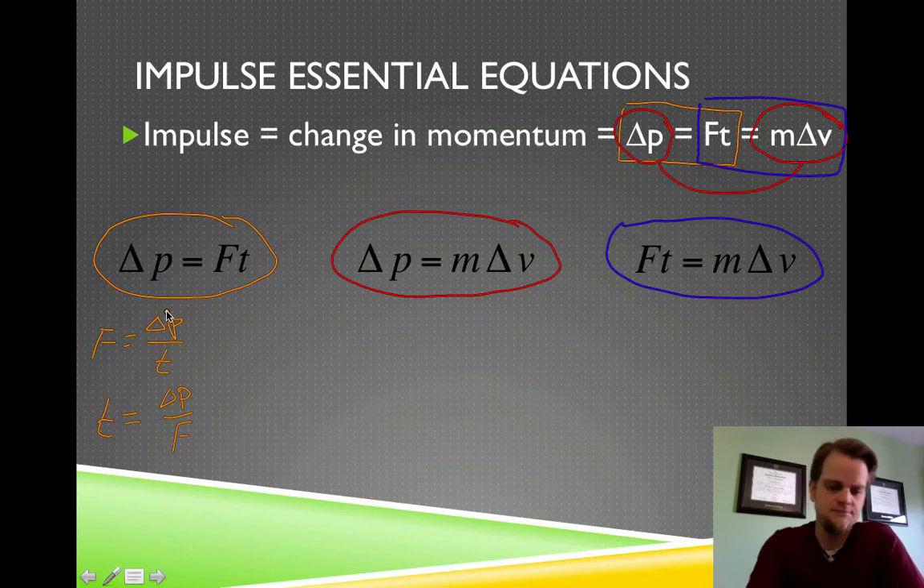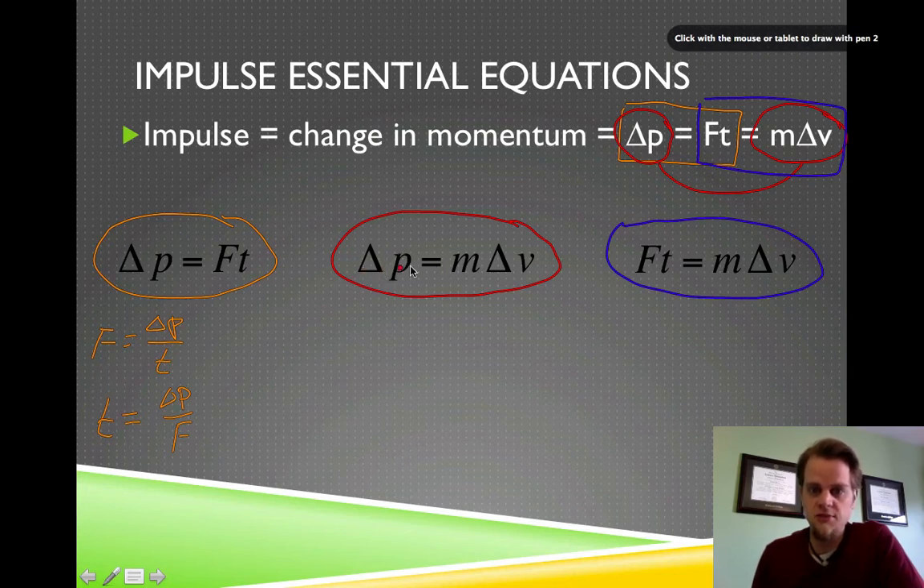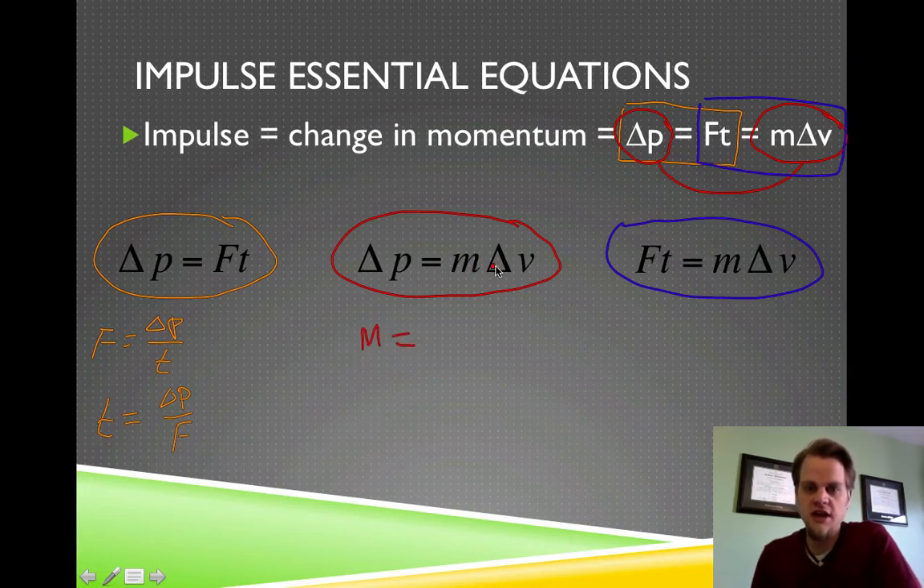That's the idea. Same thing over here. The change in momentum, or the impulse, is the mass times delta V. Well, what if you don't know the mass and you need it in the mass flavor? You have to isolate the m, so you take the impulse divided by the change in velocity.